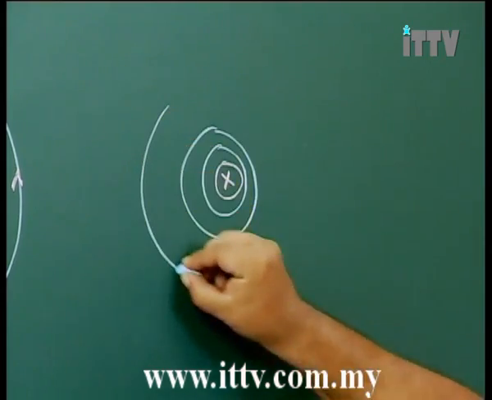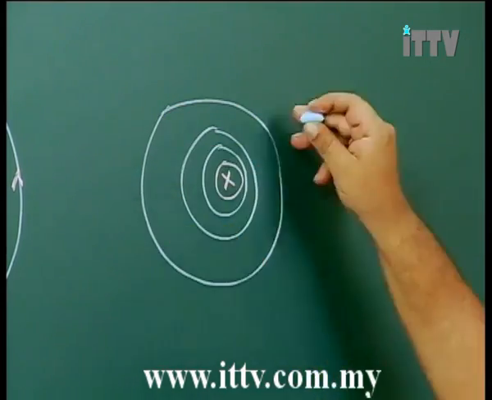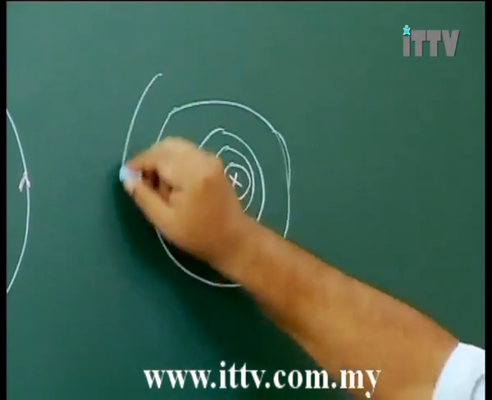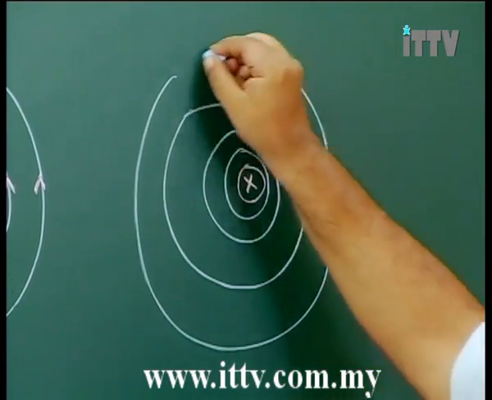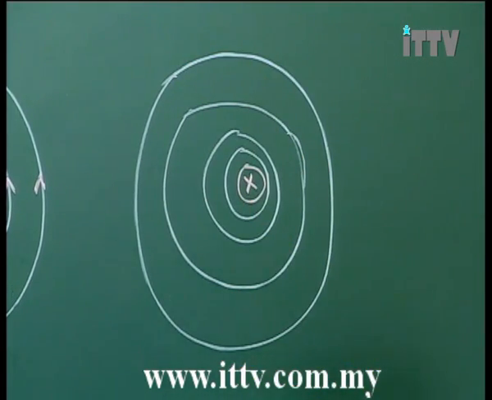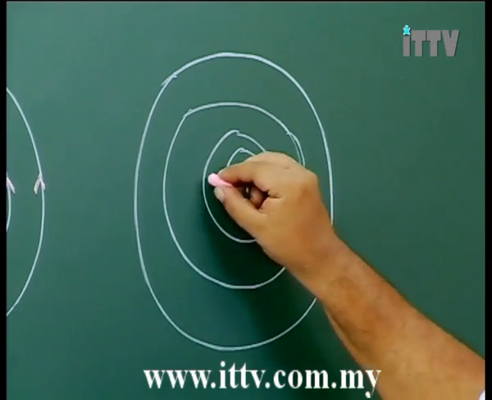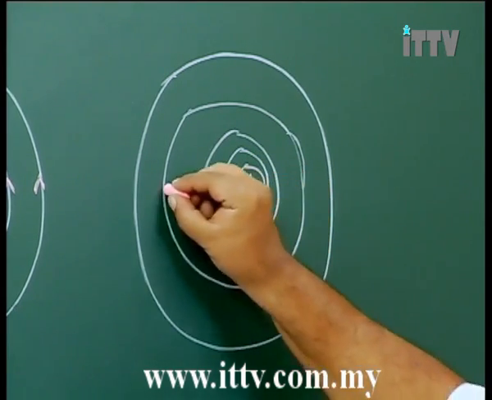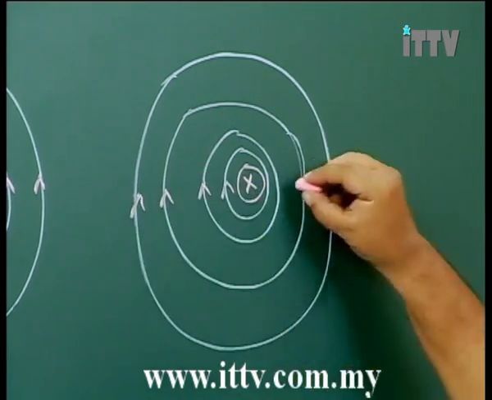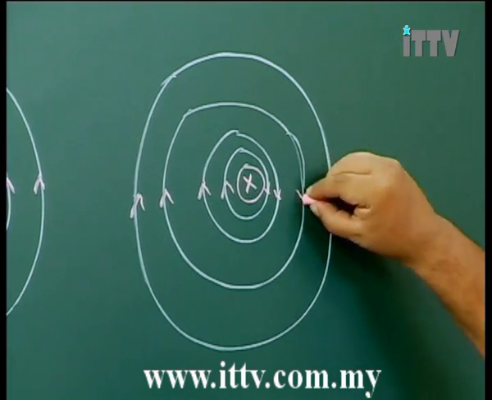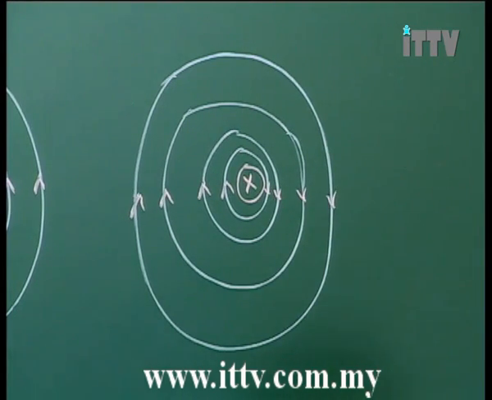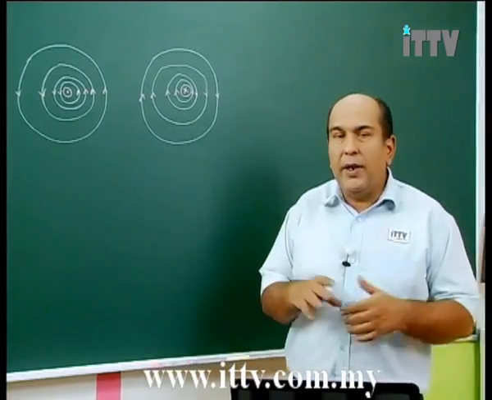where the lines, once again, closer to the source was stronger, and as I went further away, the lines are getting further apart, but this time the field was flowing in a clockwise direction, like so. So when the direction of the current is reversed, the field is also reversed. So what do we understand?